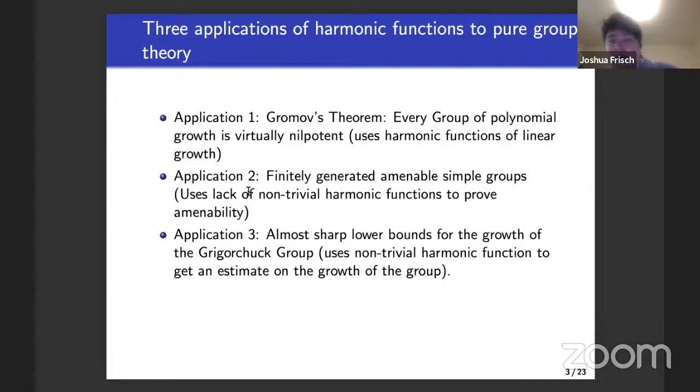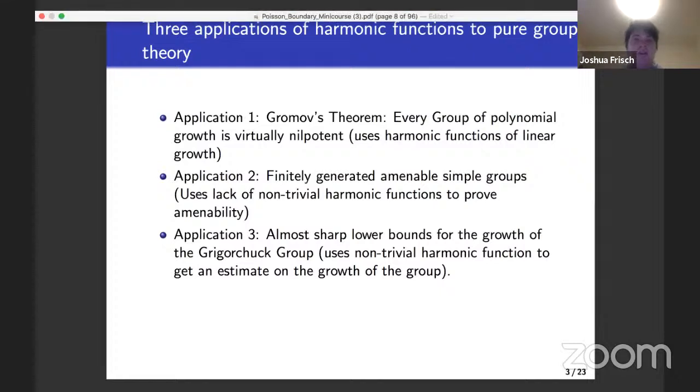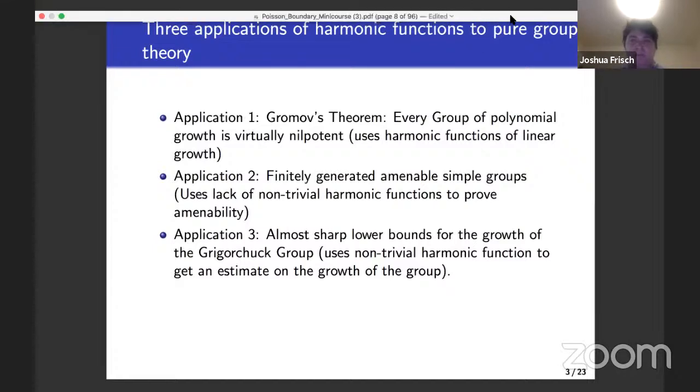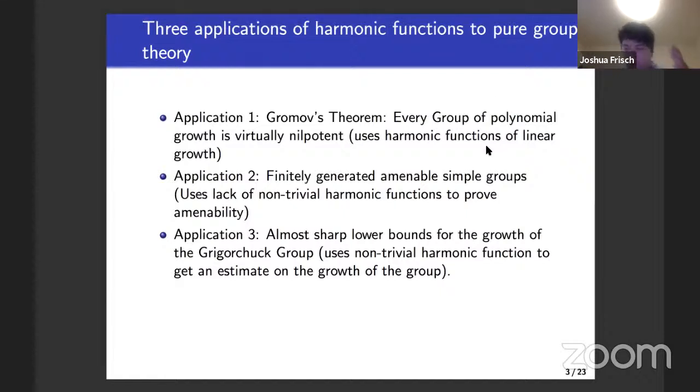And the third application I want to talk about, Grigorchuk's group, is the first example of a group of sub-exponential growth, which is not polynomial growth. These are really interesting things. For a very long time, it wasn't clear any such object could exist. And right, you might want to say, if you have such an interesting group, well, can we get estimates on how quickly it's growing? It's growing sub-exponentially, but really, how quickly is it growing?